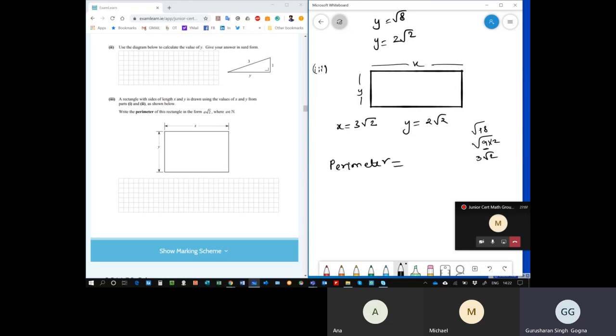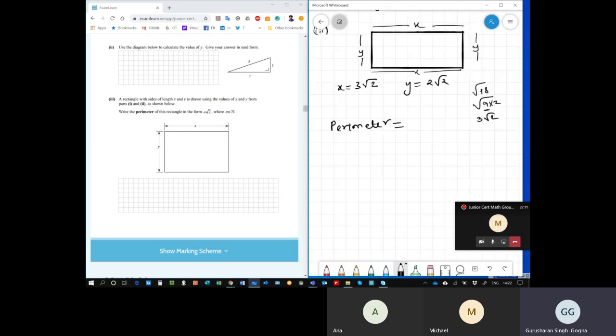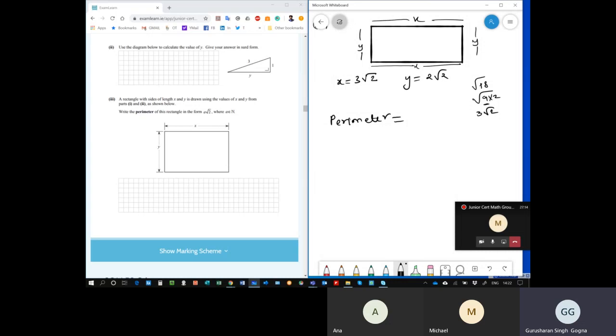So obviously you have y here and x here. In a rectangle, opposite sides are equal. And you have 4 sides there. So you can write the perimeter as 2x plus 2y, isn't it? So 2x, what is the value of x? 3 root 2. 2y, the value of y is 2 root 2. So based on that, you will get 6 root 2 plus 4 root 2. And I can easily add them now. 6 root 2 plus 4 root 2 is 10 root 2.